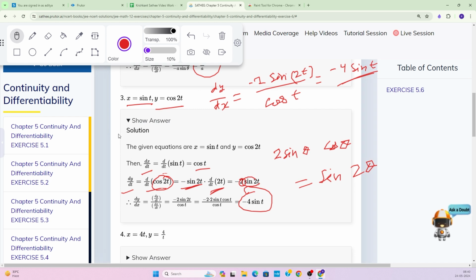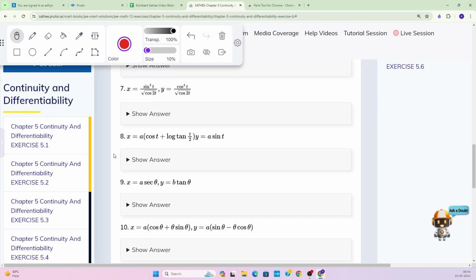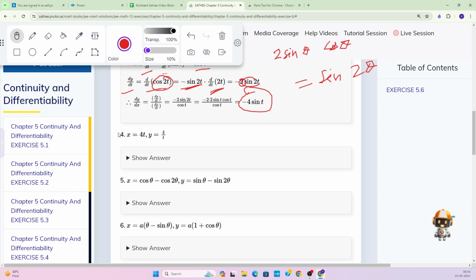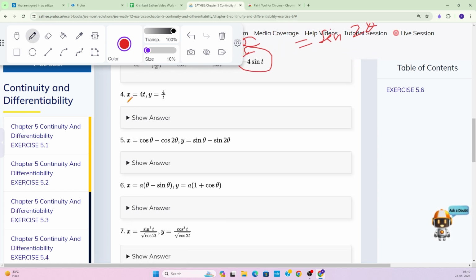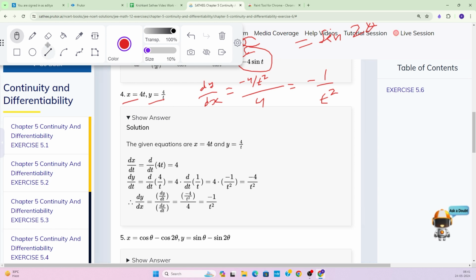Let us move to the next problem. The next problem says x is equal to 4t, y is equal to 4 by t. Now differentiate them. Let me write it step by step. dy over dx will be dy over dt, which is minus 4 divided by t square, divided by just 4. You will have your final answer as minus 1 by t square. Clear?